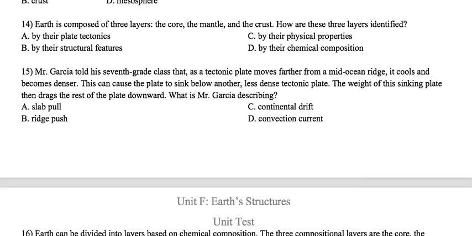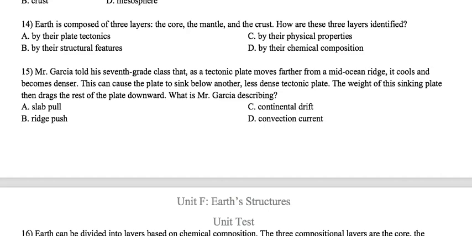Question 14. Earth is composed of three layers, the core, the mantle, and the crust. How are these three layers identified? A, by their plate tectonics. B, by their structural features. C, by their physical properties. D, by their chemical composition.